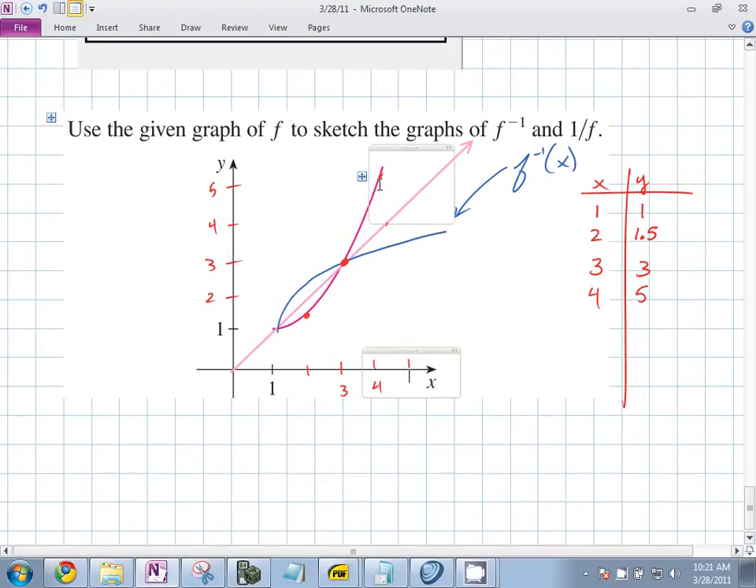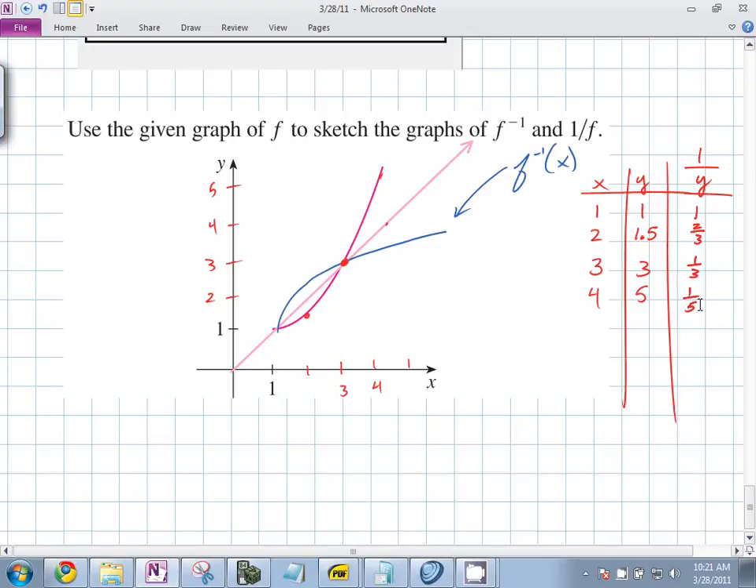Okay. So, we want the x value to stay the same, but what do we put here? What do we label right there? 1 over y. F of x, right? So what do we end up with? What's 1 over 1? What's 1 over 1.5? 2 over 3. And 1 over what? 5.